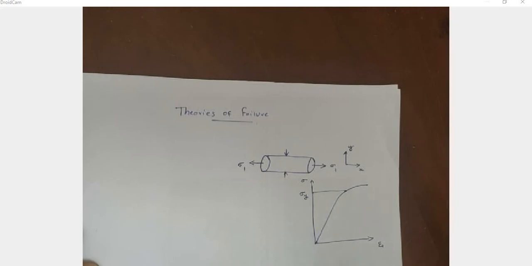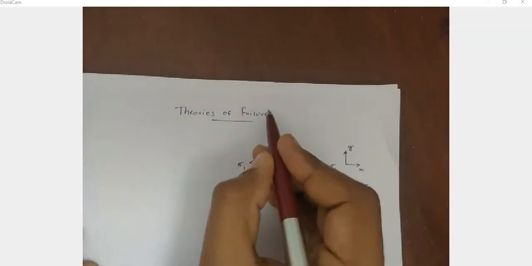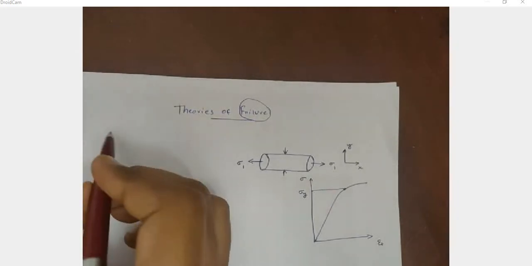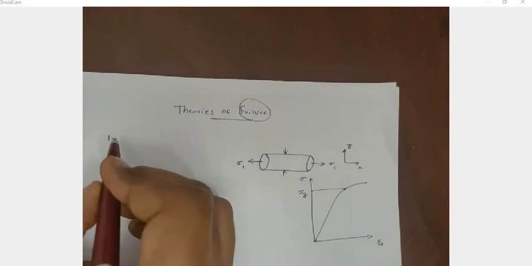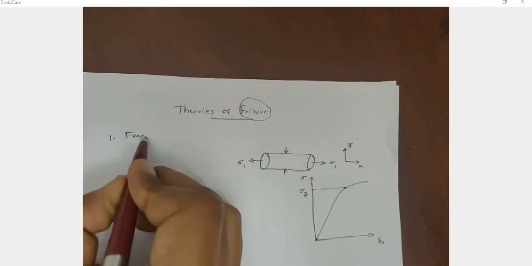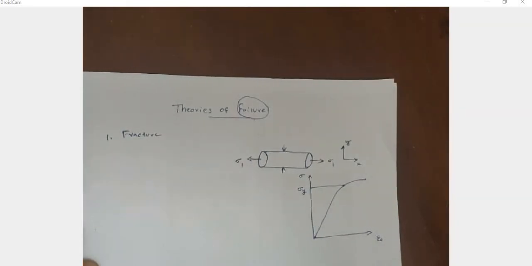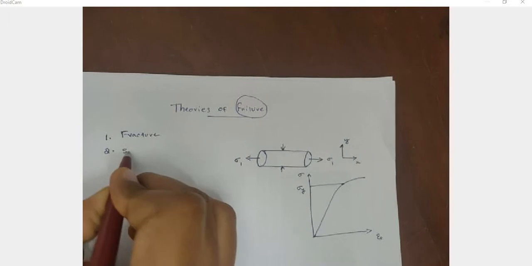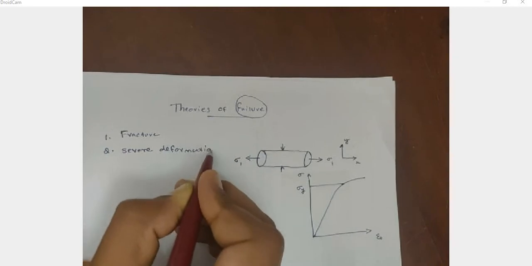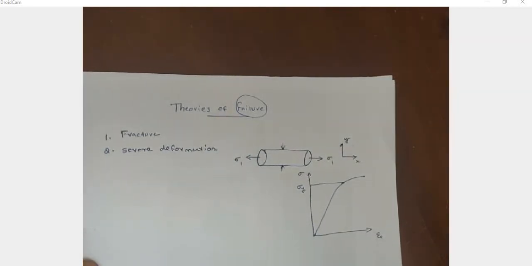And in this theories of failure, the important term is failure. What is a failure? Failure can be defined in two terms. The first one is when a member or a structure completely fails or completely fractures during the working condition. That is one type of failure. So complete fracture is one type of failure. And the next type of failure is severe deformation. That is also a type of failure. So these are the two types of failure.